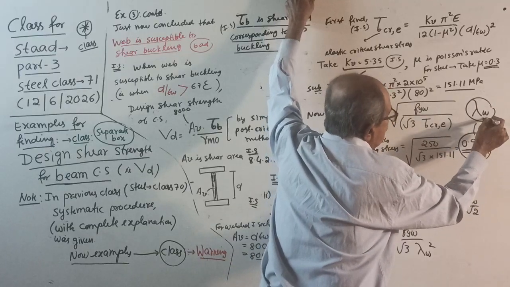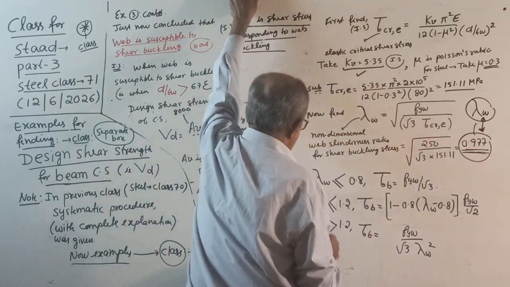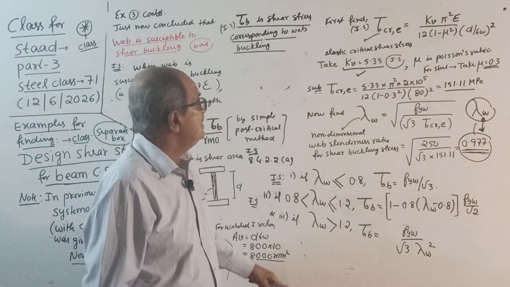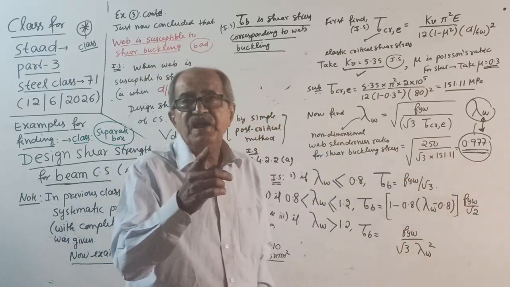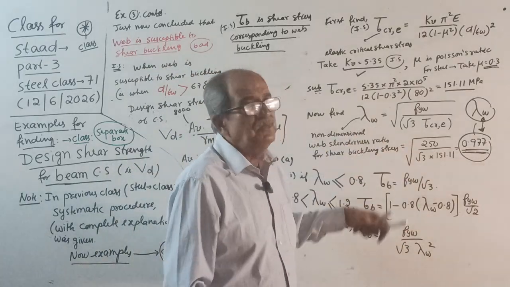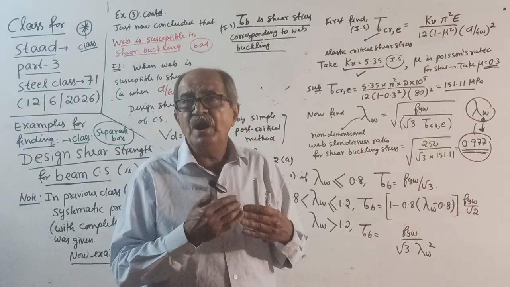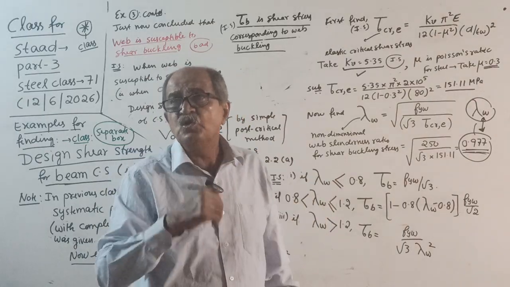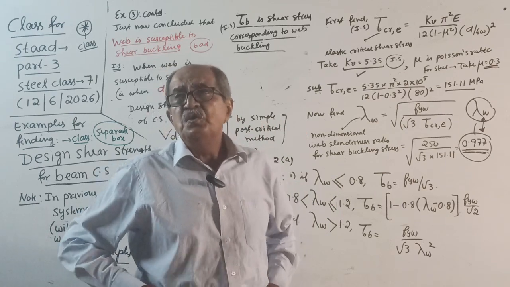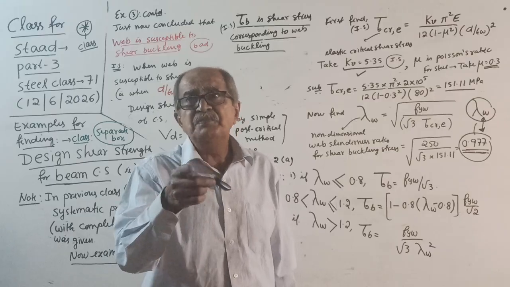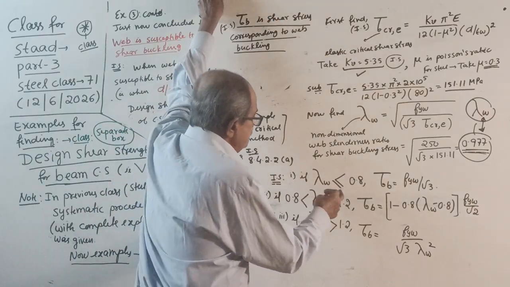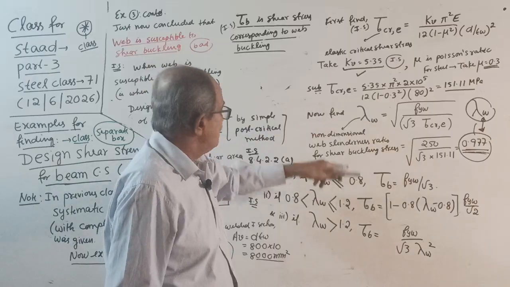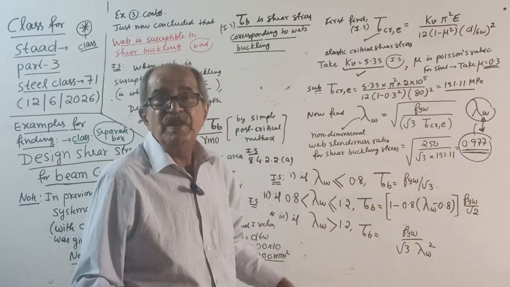Now, based on this value, IS code told a case when lambda W is less than or equal to 0.8, one case; more than 0.8, less than or equal to 1.2, another case; and the last case, more than 1.2. When you solve a question, you should write the applicable case right here. You need not waste time writing all three. Why am I writing? Because I am not solving three questions. I will explain here only.